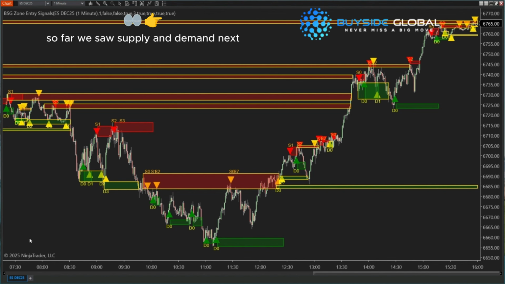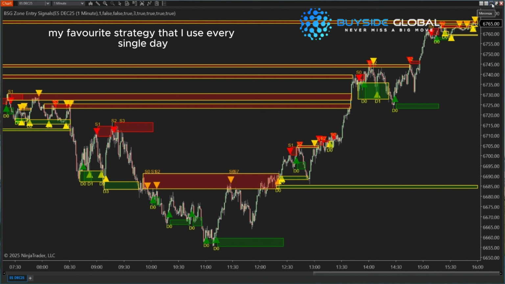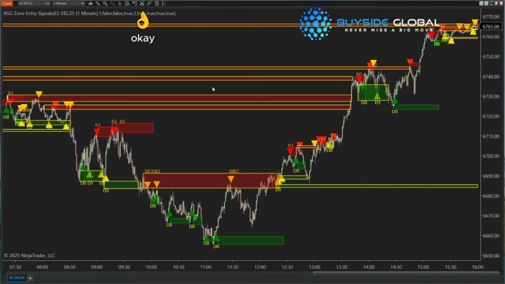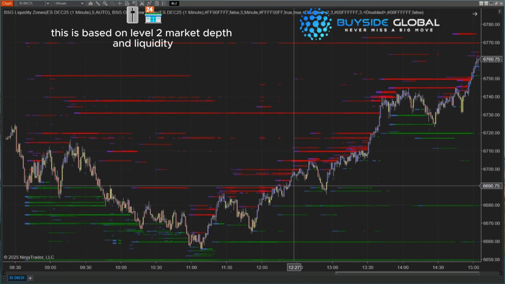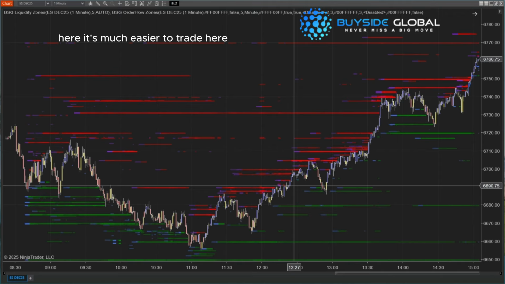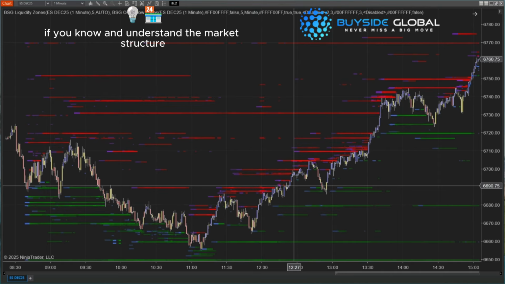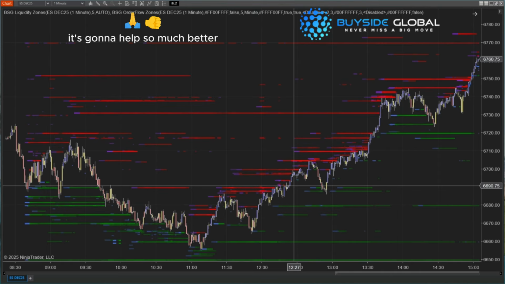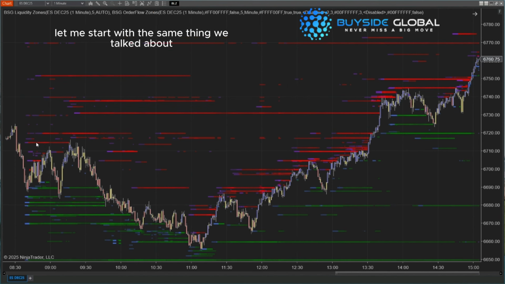So far we saw supply and demand. Now let me show you my favorite strategy that I use every single day: liquidity zones. This is based on level 2 market depth and liquidity. It's much easier to trade here because it's real time and also easy to follow. But still, if you know and understand market structure, it's going to help so much better. What do I mean by that? Let me start with the same thing we talked about.